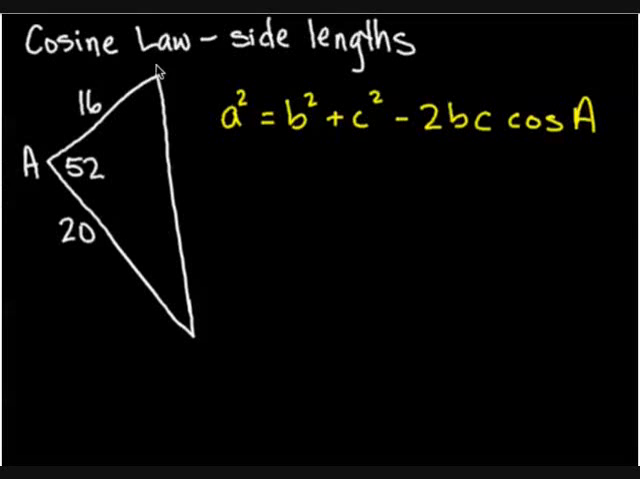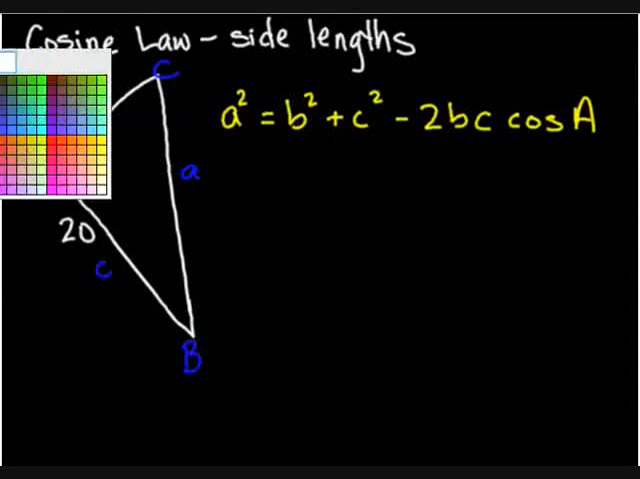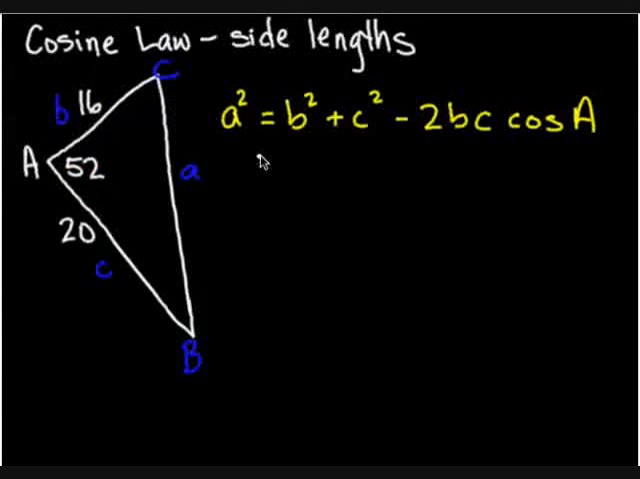And the first thing to always do with any sine law or cosine law question is to label your sides. So the sides are determined based on the angles that are opposite them. So if I have angle A here, this side is A. And if this is angle B, then this side would be B, and angle C, and side C. Once that's done, you can go ahead and substitute into your formula, which I've already written out here.